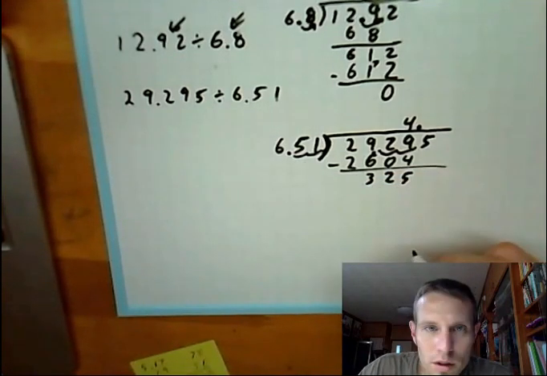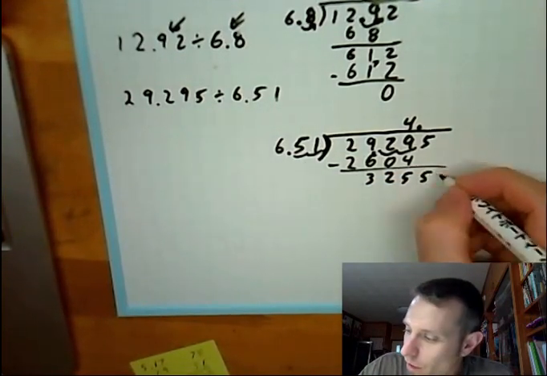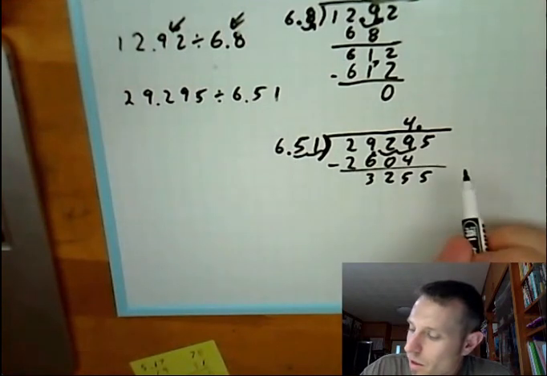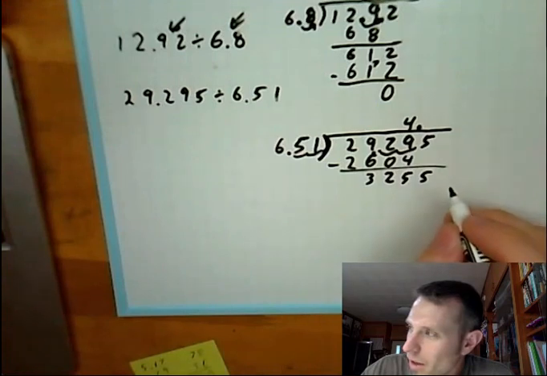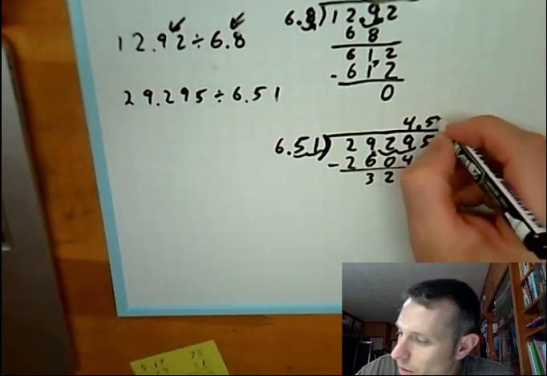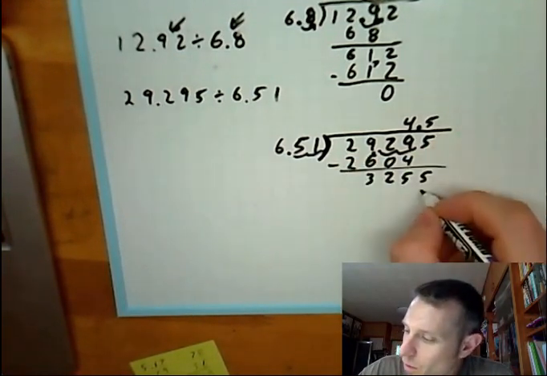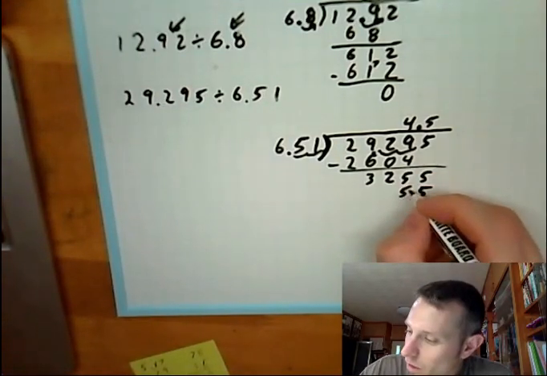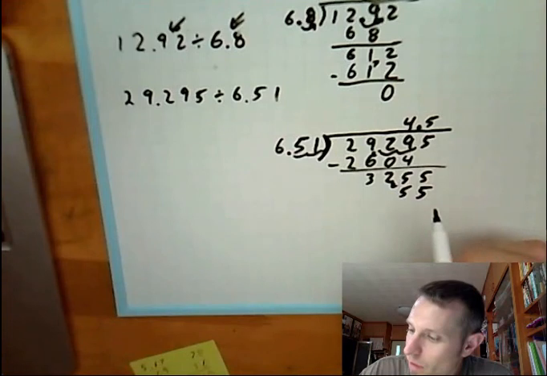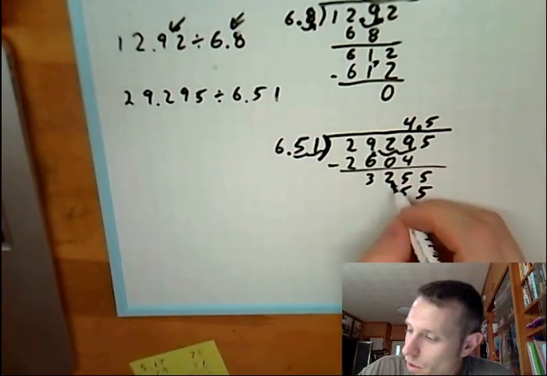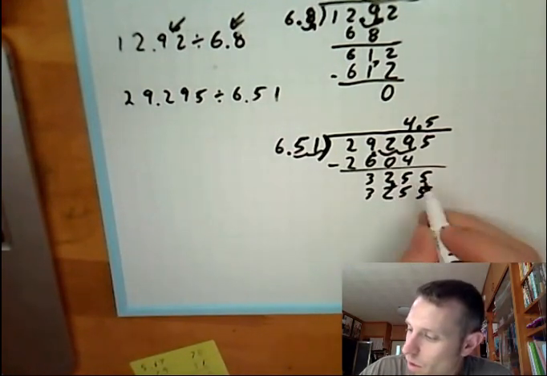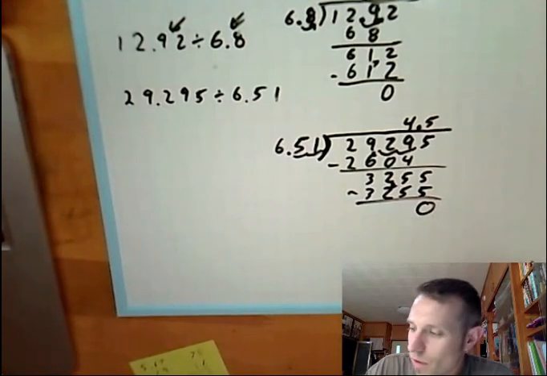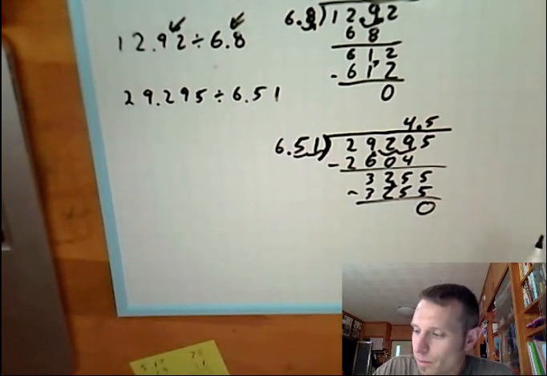And 651 cannot go into 325, so we'll bring down the 5. Now, 651 into 3255. I think that's going to go 5 times. Let's see. 5 times 1 is 5. 5 times 5 is 25. 5 times 6 is 30, plus that 2 gives us 32. And sure enough, our remainder is 0.